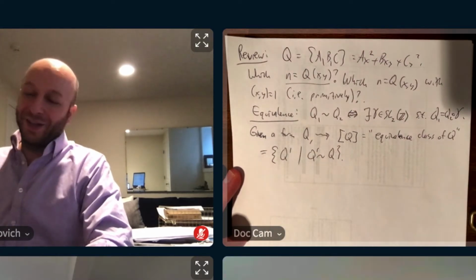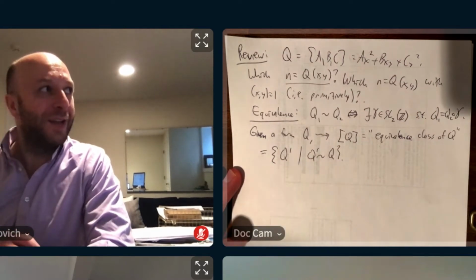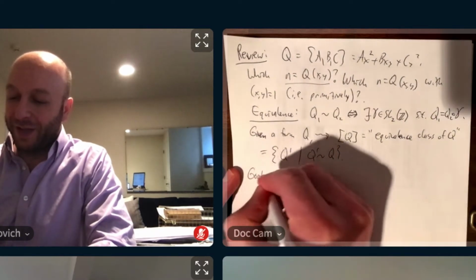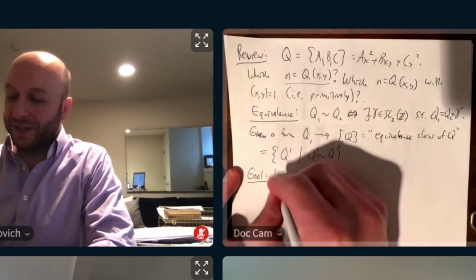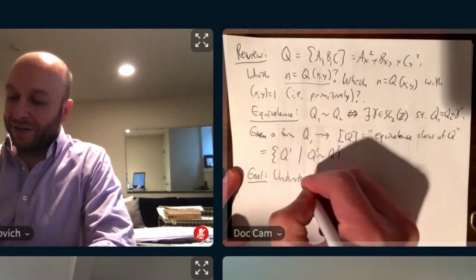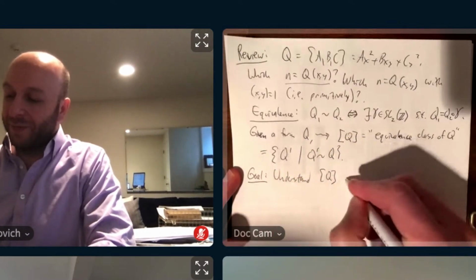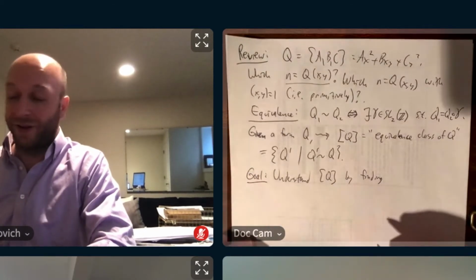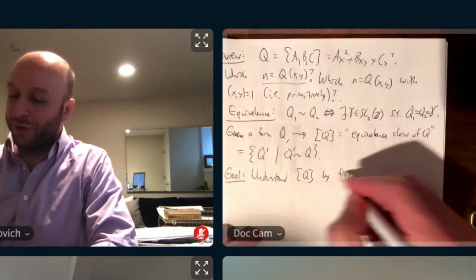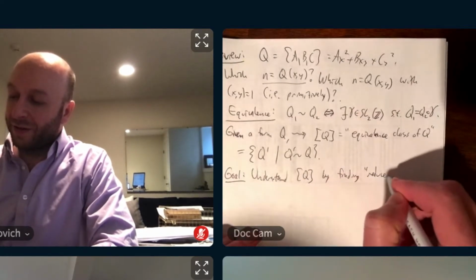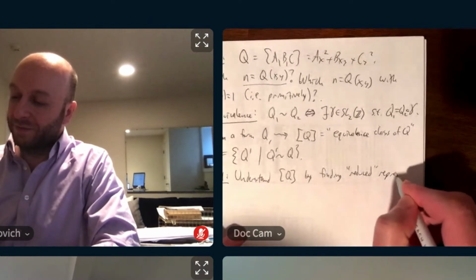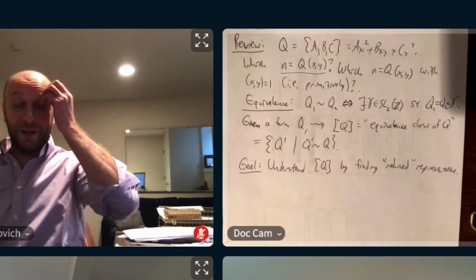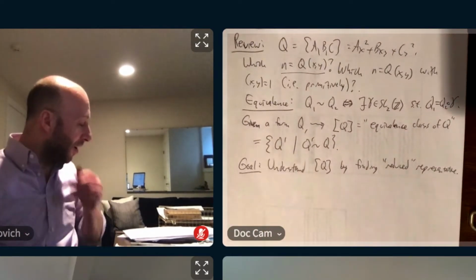In particular, there is a way of finding a good representative. So our goal for today is to understand equivalence classes by finding good representatives. This is the reduction theory of binary quadratic forms, by finding a reduced representative. So let's see what we mean by that, or how this kind of thing could go.